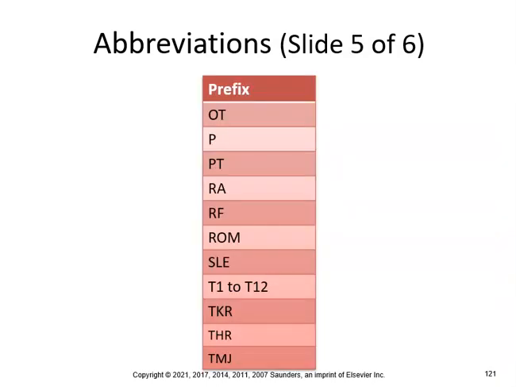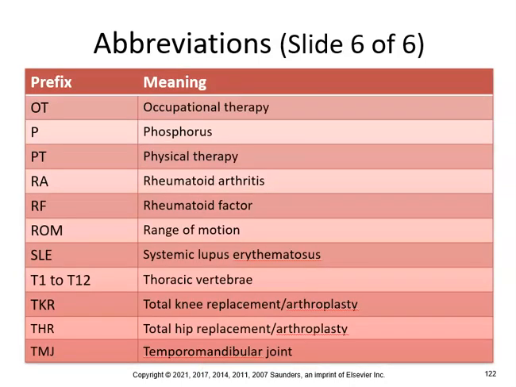OT, P, PT, RA, ROM, SLE. So OT is occupational therapy, P is phosphorus, PT is physical therapy, RF is rheumatoid factor, ROM is range of motion, SLE is systemic lupus erythematosus, T1 to T12 is the thoracic vertebrae, and a total knee replacement is a TKR, total hip replacement is a THR, and your TMJ would be the temporomandibular joint.